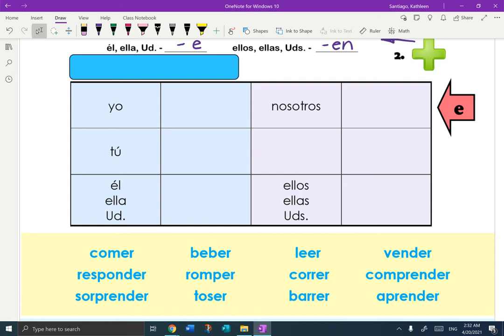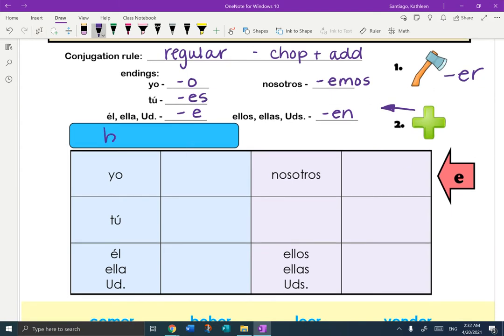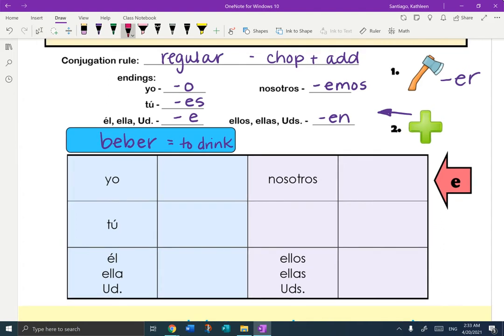Let's go ahead and chart beber. So I'm going to put beber in the blue box. Give the meaning. This is the infinitive, to drink. Now I'm going to do the chopping and adding. So when I chop my verb, I'm left with the root beb. So I'm going to write beb everywhere because it is a simple chop and add.